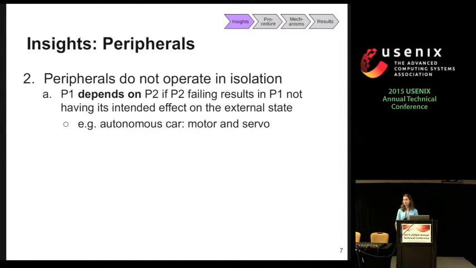Second, there are often dependencies between peripherals. And for the purposes of this talk, I'll define a dependency as follows. A peripheral P1 depends on a peripheral P2 if P2 failing results in P1 not having its intended effect on the external state. So consider the example of an autonomous car that is using a motor and steering servo to drive. Imagine that the car is trying to execute a turn. However, the motor fails. The steering servo is still going to succeed in causing the car's wheels to rotate, but it's not actually going to succeed in executing the intended turn. And so in this application, we'd say that the steering servo depended on the motor.